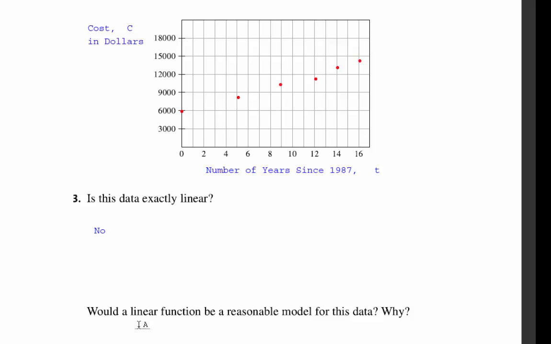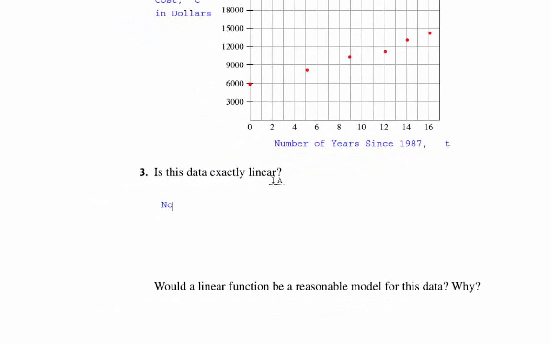The next question says, would a linear function be a reasonable model for this data, and why? I'm going to say yeah, because I could kind of draw a line that will go through some of these points, or many of these points. So I can say the points fall in this graph in a semi-linear fashion. So I think a linear function would be a reasonable model for this data.